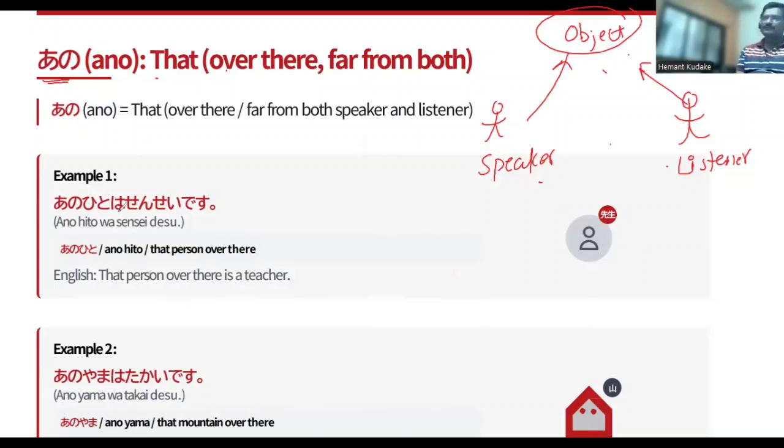Ano hito wa sensei desu. Suppose there is one person over there and the speaker and listener are talking. They are saying ano hito, meaning that person. Wa sensei desu. That person is a teacher. So ano is used when something is away from the speaker and listener. In this case, you can say ano yama. Ano yama means that mountain, which is again away from the speaker and listener.